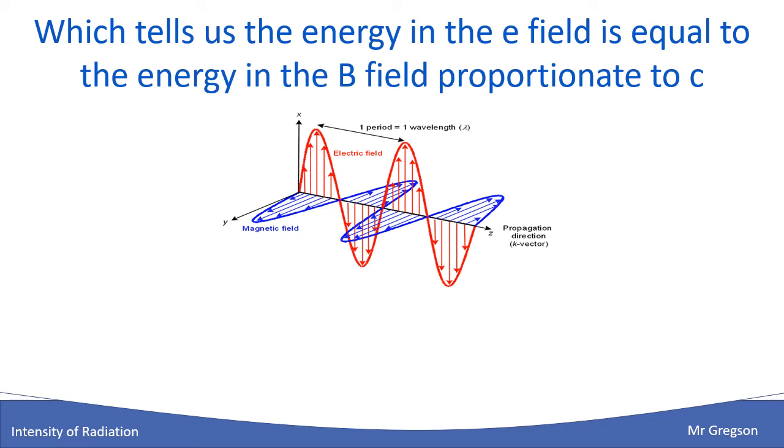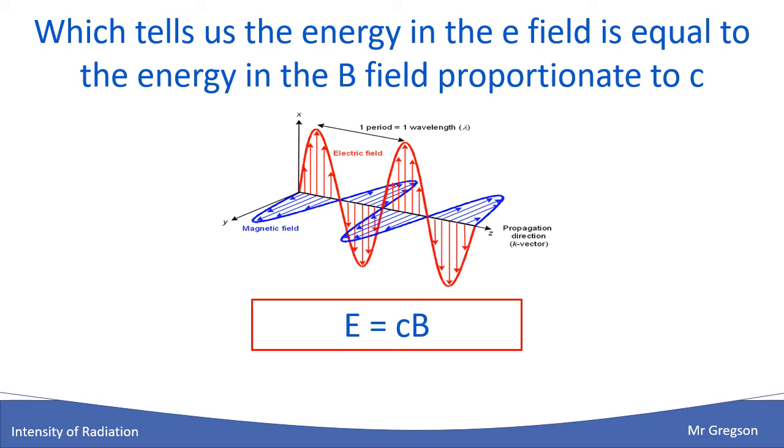Which tells us all the energy in the electric field is equal to the energy in the magnetic field, proportionate to c, the speed of light. Which gives us this lovely little equation. So add this to your equation sheet: the electric field equals the speed of light times the magnetic field. Out of these two, which one is the stronger one? The electric field, because this side equals the magnetic field times the speed of light. So the electric field is much stronger than the magnetic field, but they remain proportionate.